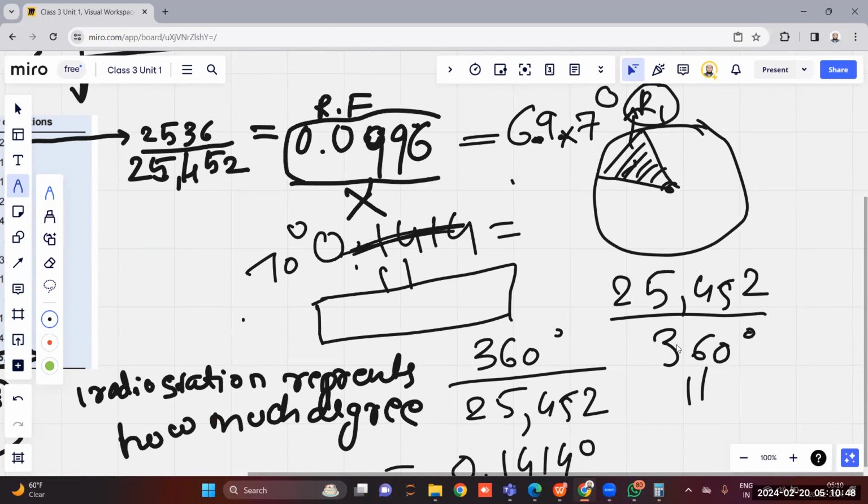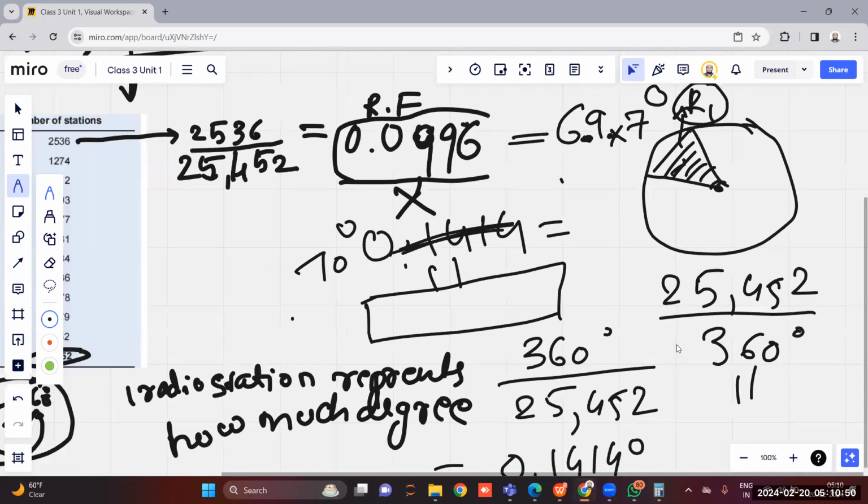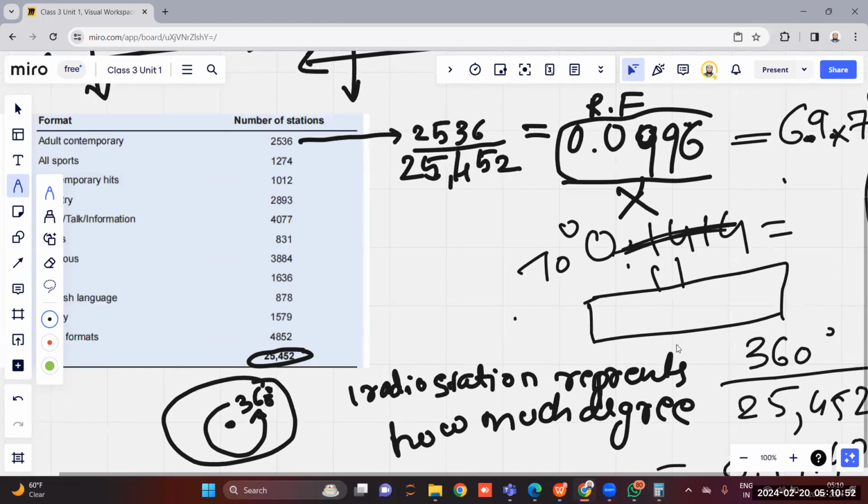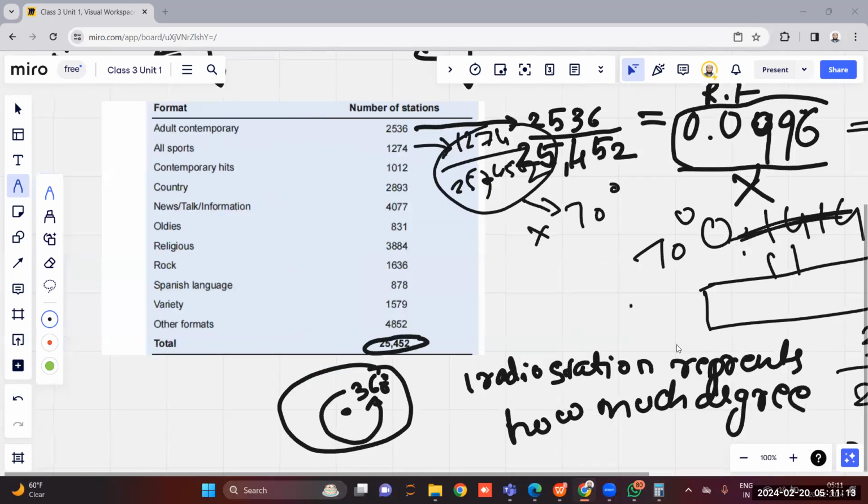Is it understood what we have to do, Zaid? Generally, for the pie chart, take out each relative frequency for each individual, 1274 upon the total 25452. Then this is the relative frequency. Then we have to convert it into degrees by multiplying by 70 degrees. This will be a homework for you to do.